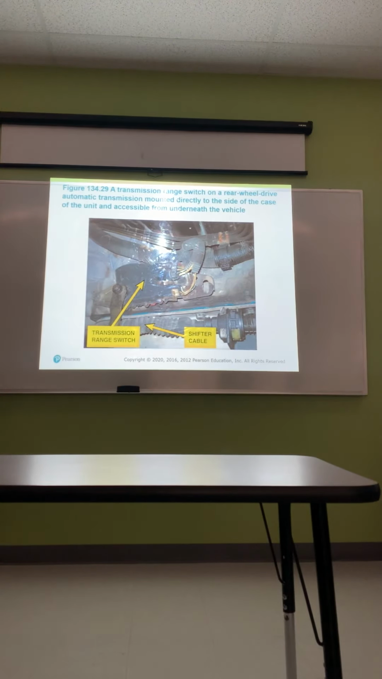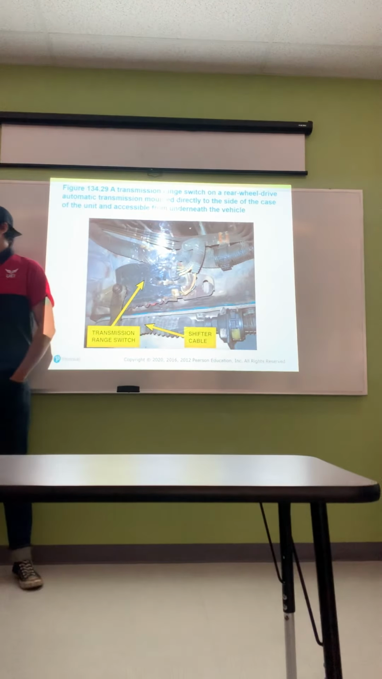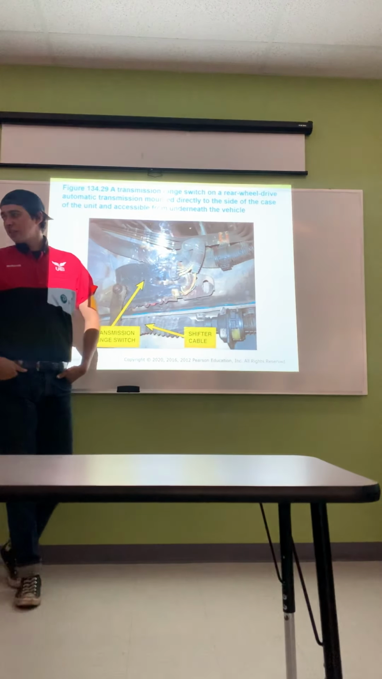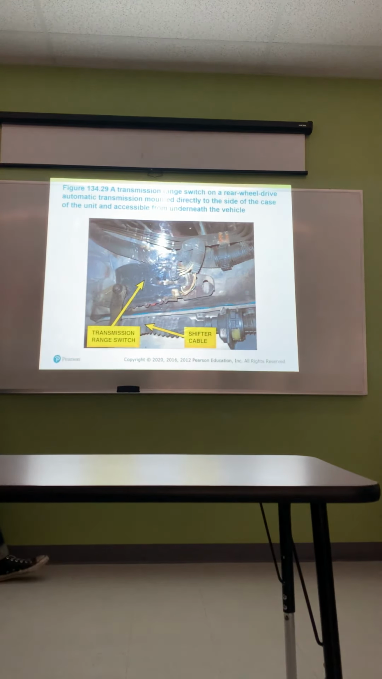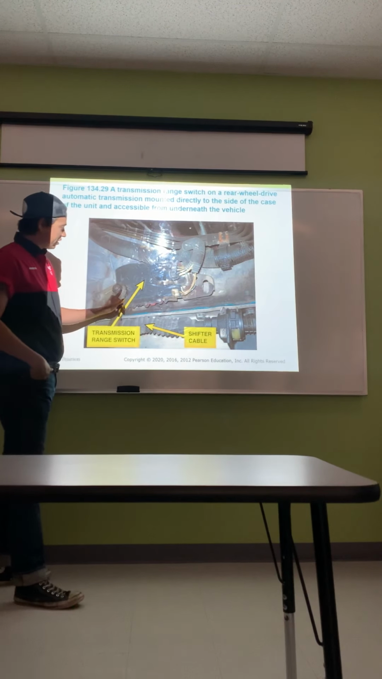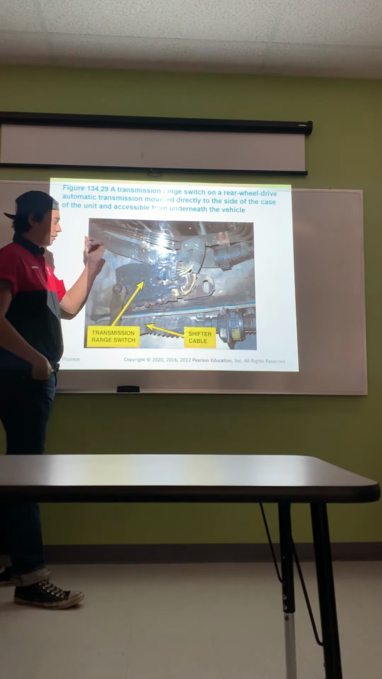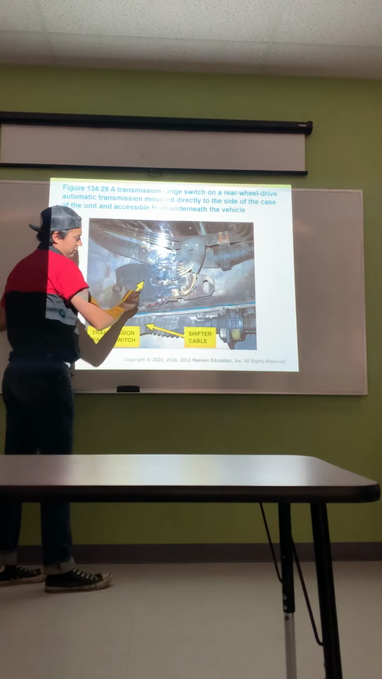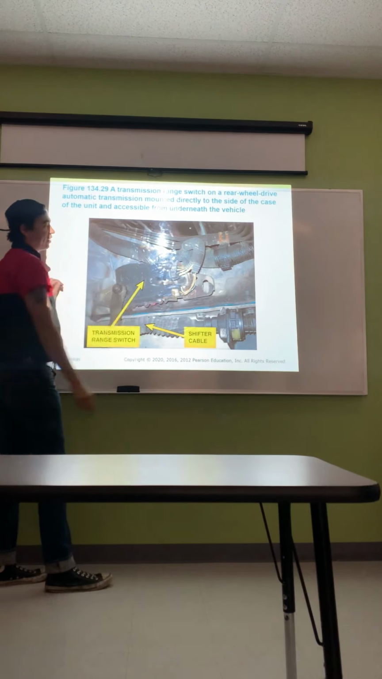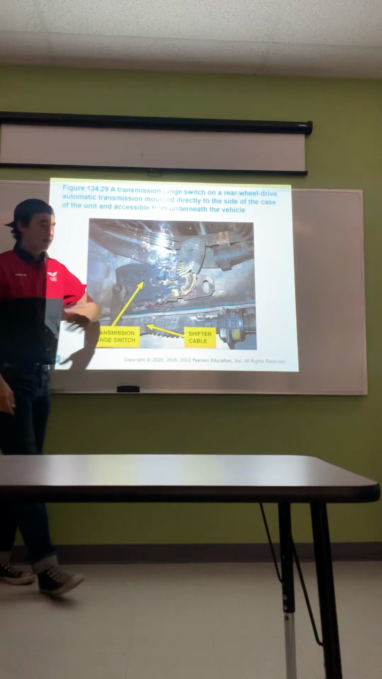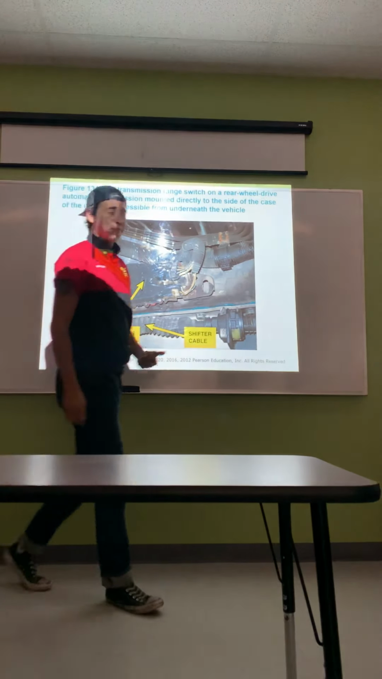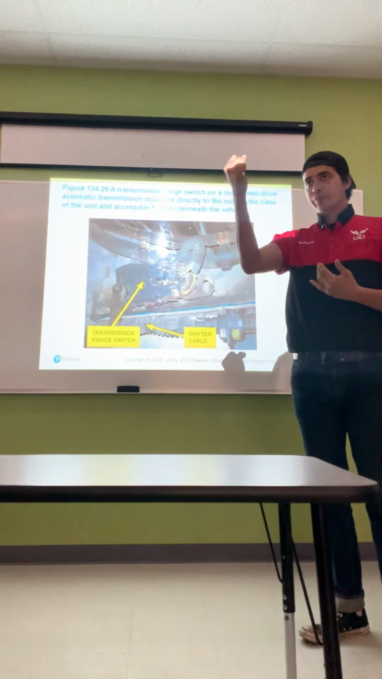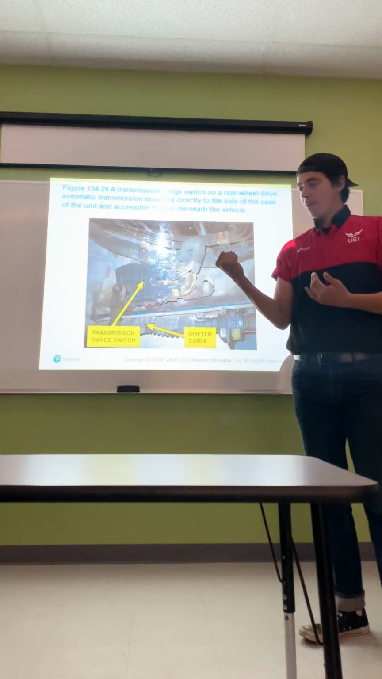The transmission range switch on a rear-wheel drive automatic transmission is mounted directly on the side of the case of the unit and accessible from underneath the vehicle. So this is actually a PRNDL switch. When you're shifting into each gear, first, second, even drive, overdrive, reverse, this module inside has the selector that clicks through, so it knows what gear you're actually in, sending the signal to the computer. Then it tells the computer, hey, we're in first gear, or we're in drive, we're in third gear. So when you shift into first gear, it's going to stay in first gear.